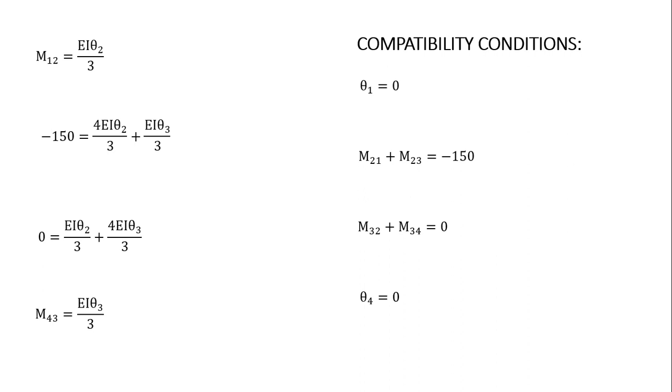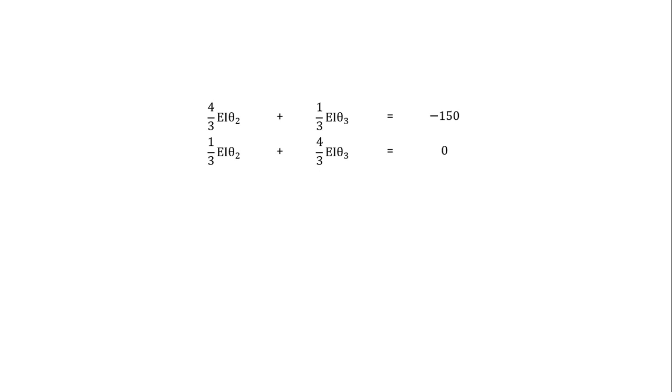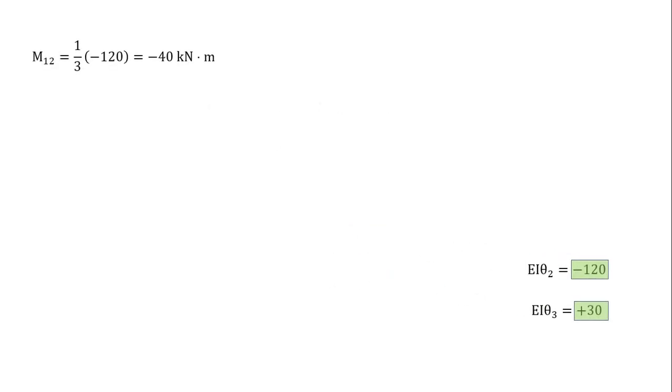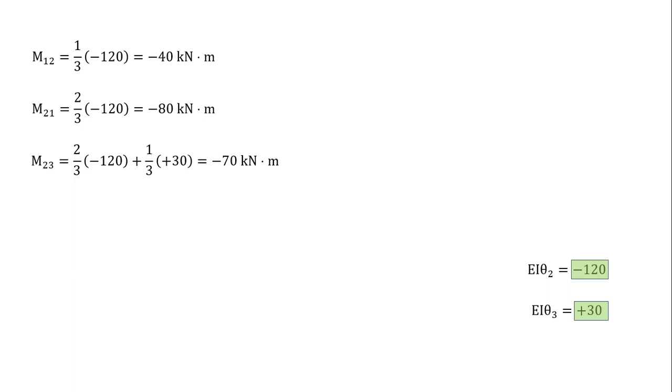Okay? So apparently, meron tayong 4 equations for unknowns. But we can actually use the second and third equation solely. We're going to solve for the values of EI theta 2 and EI theta 3 as follows. Okay? So we have EI theta 2 is negative 120 and EI theta 3 positive 30. Set aside natin. I-substitute natin para makuha yung values ng M12. We get here negative 40 kN meter. M21 is negative 80 kN meter. M23 negative 70 kN meter.